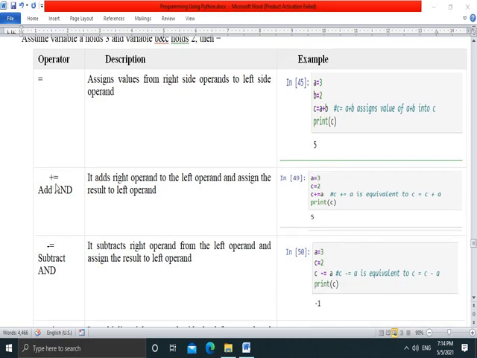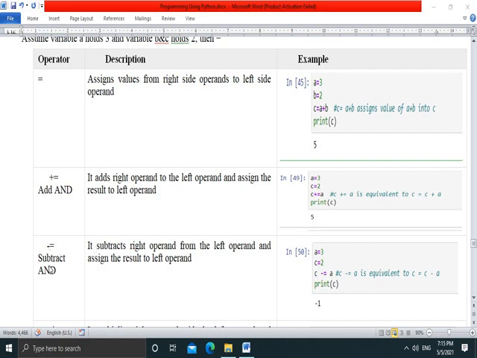Add AND operator. Plus equal to operator. It adds right hand operand to the left operand and assigns the result to the left operand. Means if you take a equal to 3, c equal to 2 and you write c plus equal to a and you print c, then it assigns c plus equal to a, means it is equivalent to c equal to c plus a. So answer is c plus a means 5.